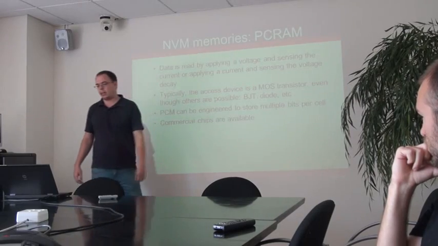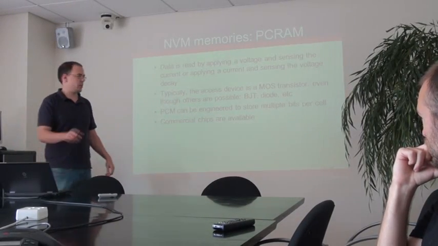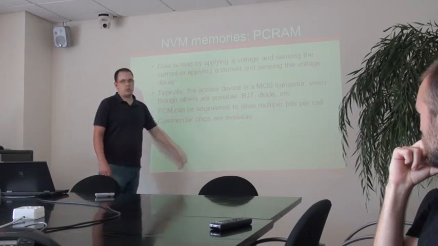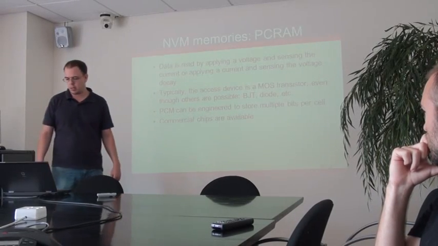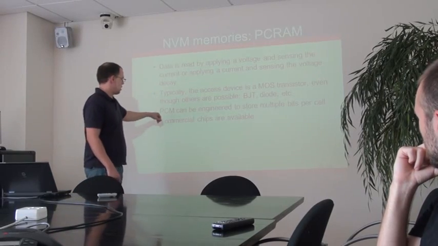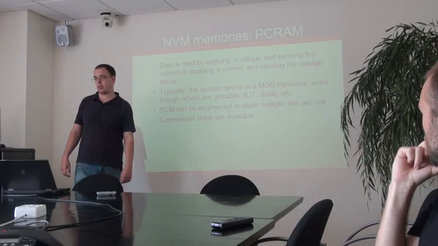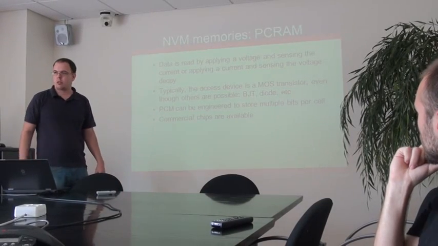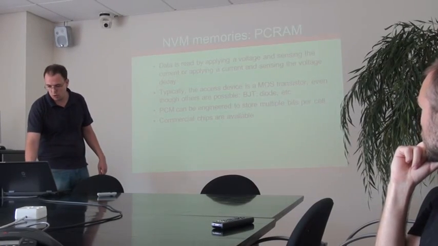Because we have to inject high currents, maybe we may replace the MOS transistor, the access transistor, by a bipolar transistor that allows to inject more current without area penalties. And also, phase change memory can be engineered to store multiple bits per cell as resistive RAM. And this is the most mature technology. Even commercial chips are now available.